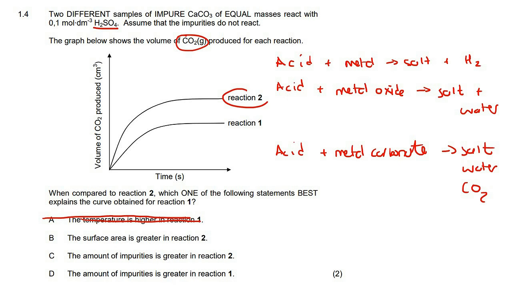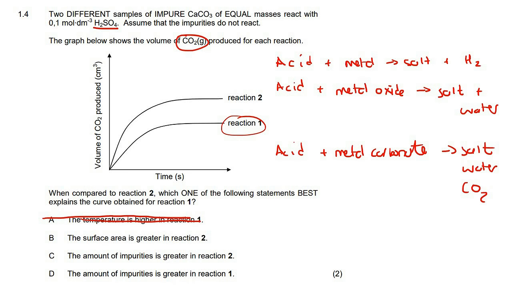We are producing different amounts. Can you see that? If it was just a temperature, the graph would go faster and then it would just go to the same place, for example. If it was surface area, it would just go faster, but then it would still go to the same place. But the fact that we are ending up lower, that tells me it's got to do with the amount of something. So in reaction number 1, is there more calcium carbonate or less?